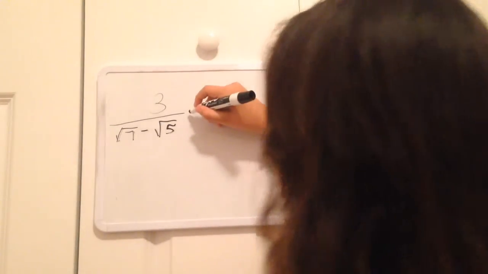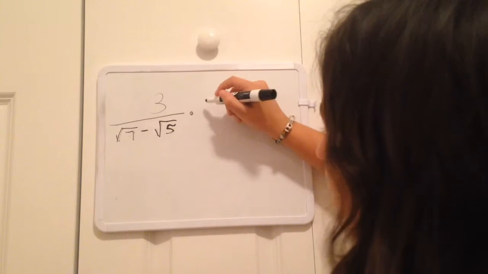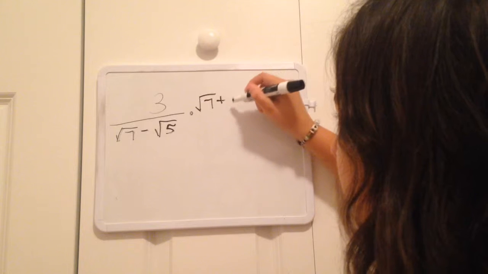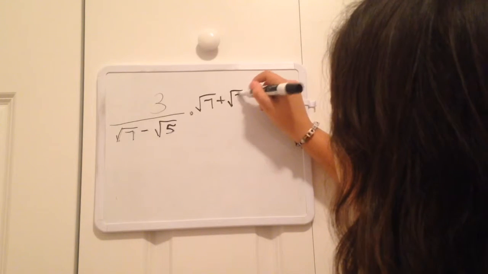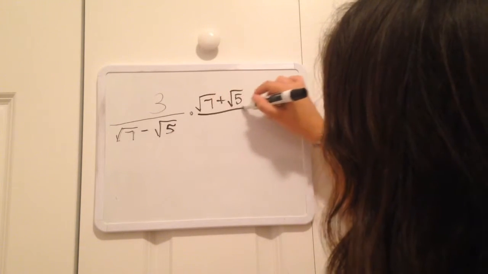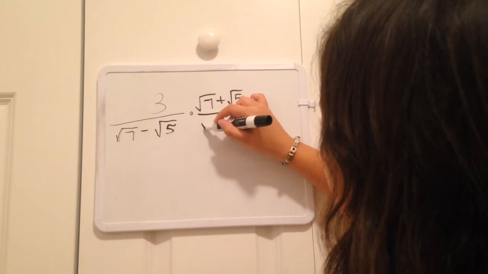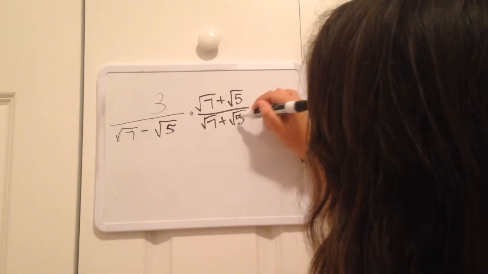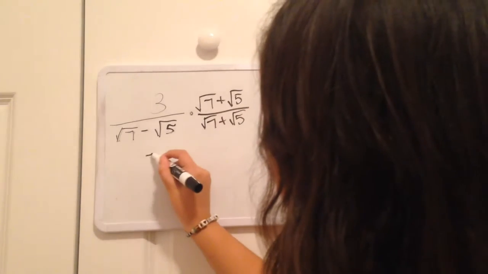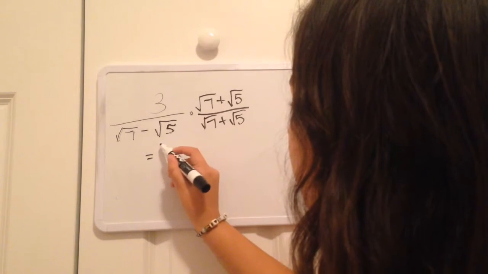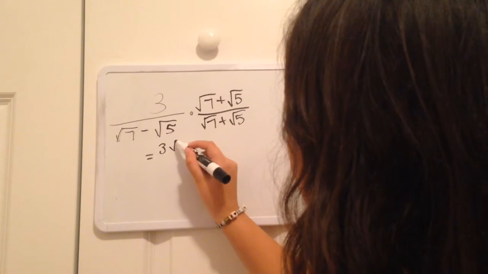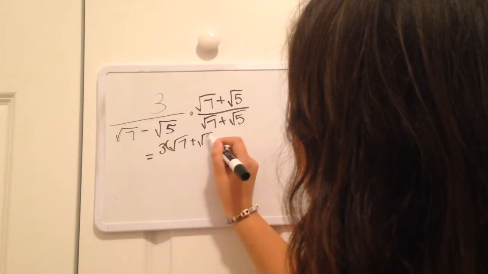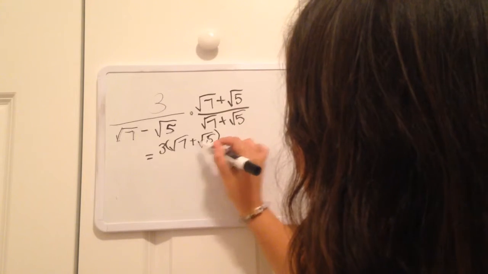For my last question, you would still have to multiply top and bottom by the denominator, but this time you would have to conjugate it. So it would be radical 7 plus radical 5 times radical 7 plus radical 5. When you multiply, it would just be radical 7 plus radical 5. Can't forget the parentheses.